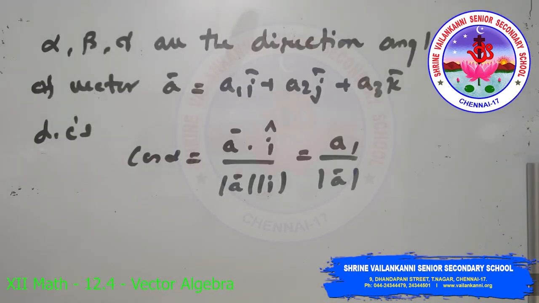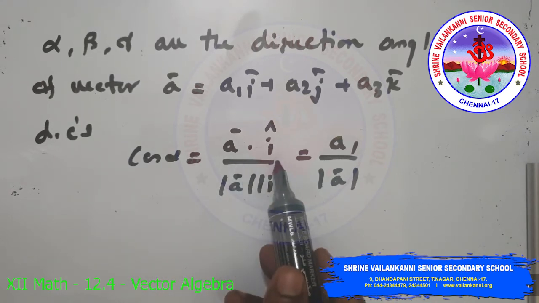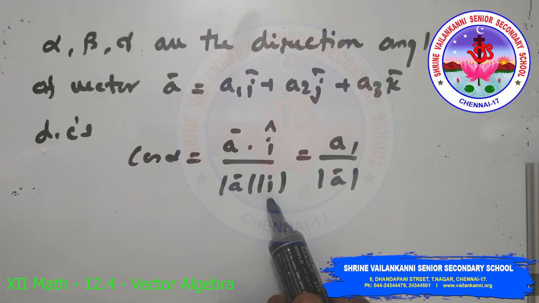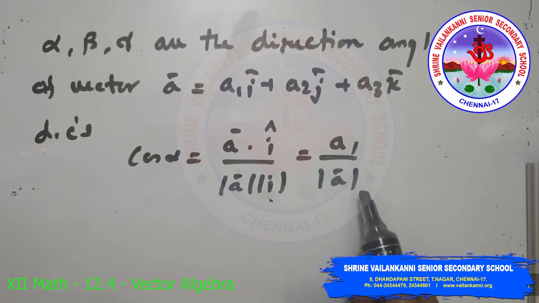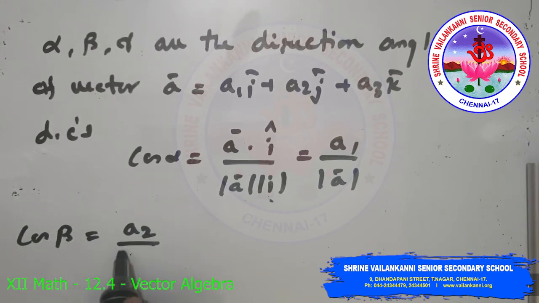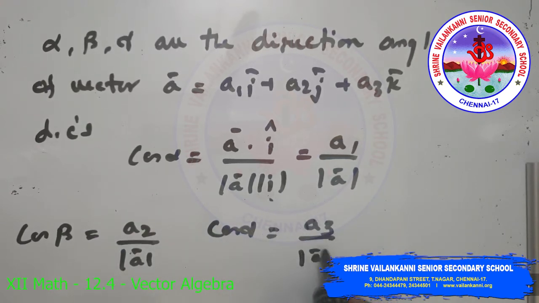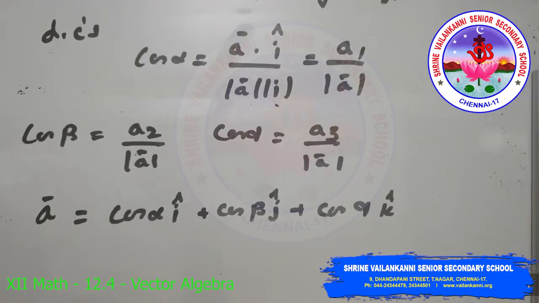If alpha, beta and gamma are the direction angles of the vector a equal to a1 i plus a2 j plus a3 k, then the direction cosines may be given as cos alpha equal to a dot i cap by magnitude of a into magnitude of i, which is equal to a1 by magnitude of a, cos beta equal to a2 by magnitude of a, and cos gamma equal to a3 by magnitude of a. If a is a unit vector, then it may be expressed in terms of direction cosines as a vector equal to cos alpha i plus cos beta j plus cos gamma k.